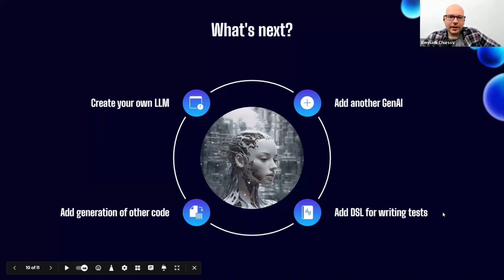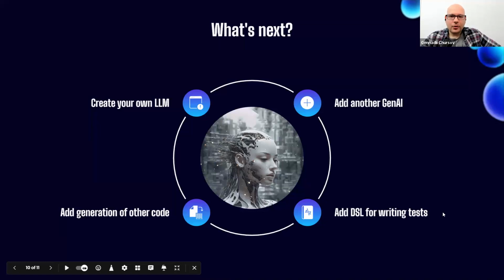Also, it could have some limitations. For example, please use these variables, please use this library, and so on. And of course, it could have some versioning. For example, requirements of your product could change from time to time.